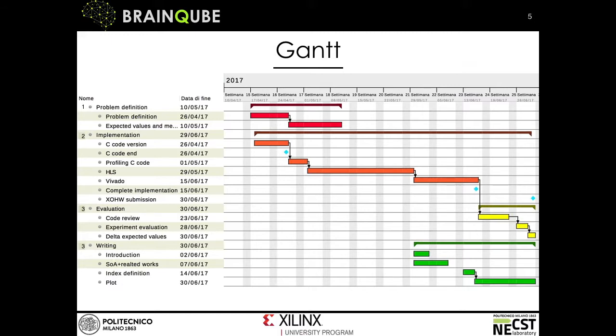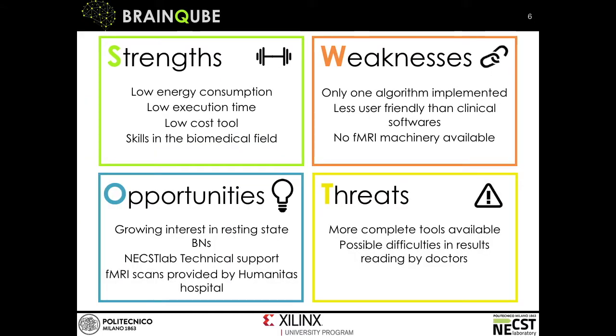In addition, there are the milestones that are the main important deadlines that we have to respect, such as the end of hardware implementation and the submission of Xilinx Open Hardware Contest 2017. Through the analysis of the market, we identify the strengths, weaknesses, opportunities and threats of our project. The unique features of BRAINQUBE are the low cost of the tool, which will be totally free, even in terms of time and energy consumption.